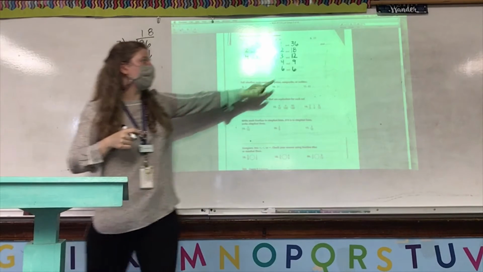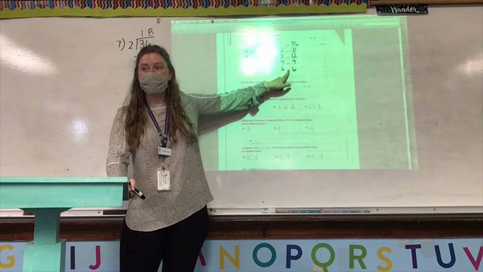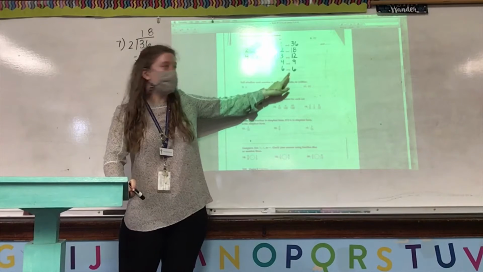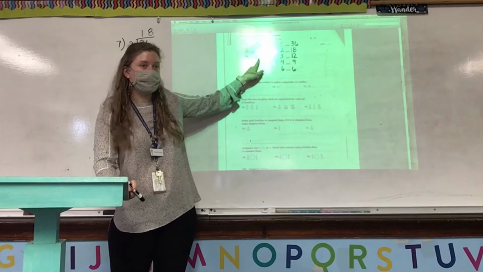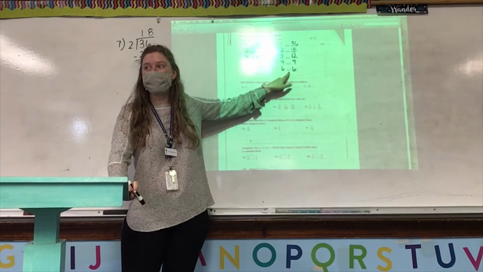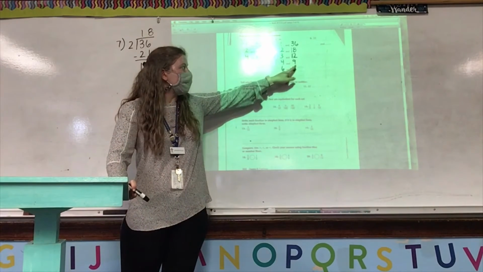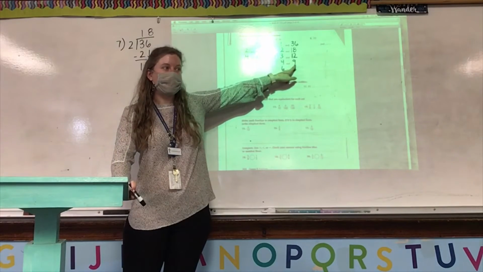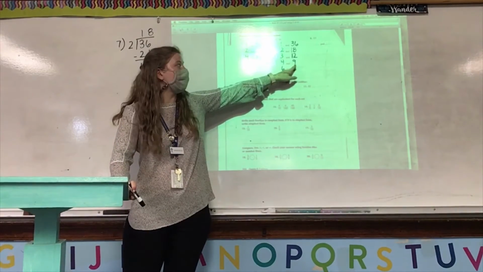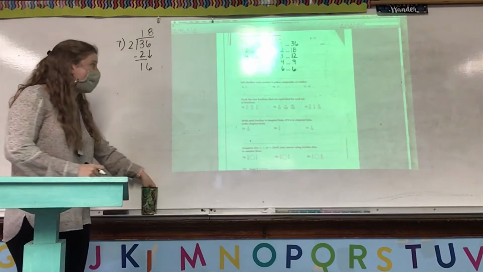Oh, whoops, sorry. We could have stopped at 6 because we met in the middle. So we didn't even have to keep going. Once you meet here, either you say this number or they're the same number, you can stop. You don't have to guess any other numbers, because there's definitely not going to be anything between 6 and 9 that's going to be a factor of 36. Okay, 8.